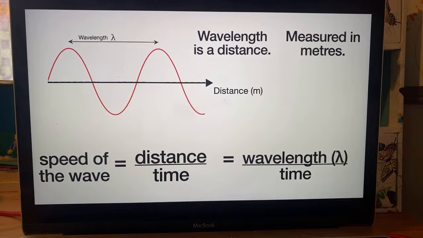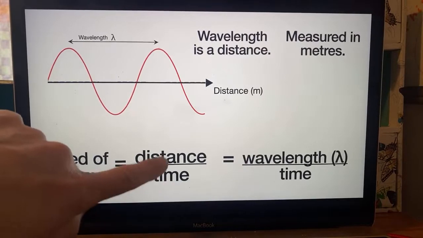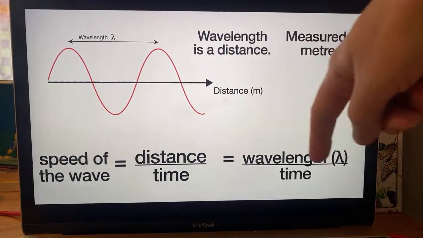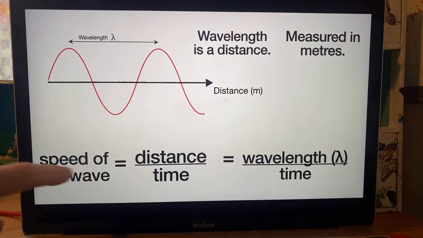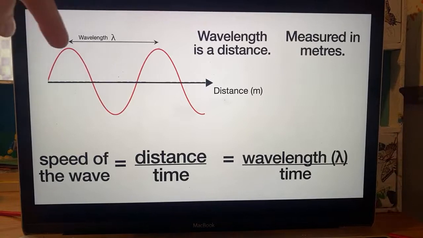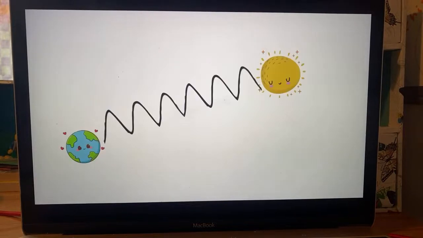Not a complicated equation. So if wavelength is a distance, then we can say that the speed of a wave is distance divided by time. And instead of just writing distance, we'll write wavelength. So the speed of a wave is equal to the wavelength of the wave divided by time, however long it took for that wave to travel that distance. You with me so far? Wavelength is a distance, speed equals distance divided by time, so the speed of a wave equals its wavelength divided by a certain time. Cool.